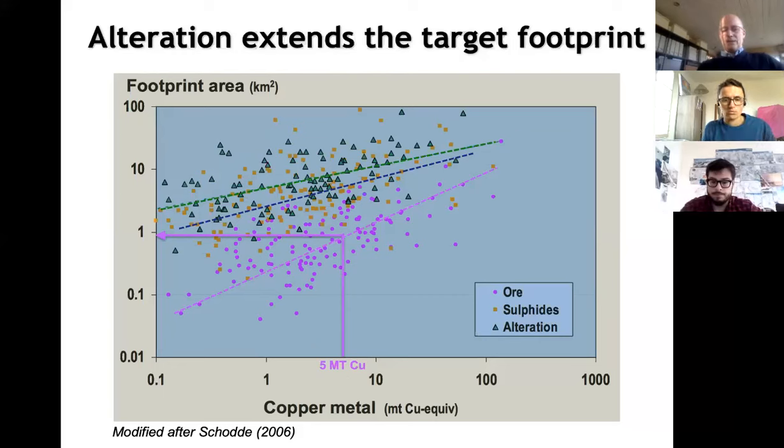Containing 5 million tons of contained copper, the ore zone typically would have an extent of around 1 square kilometre. So that's the size of the target you're trying to hit. And obviously, if that's buried under several meters, 100 meters of cover, then it's quite hard to put a drill hole into the ore zone itself. But of course, there's a wider zonation of sulfides around that, so disseminated pyrite and so on, that may extend the footprint to several square kilometres.